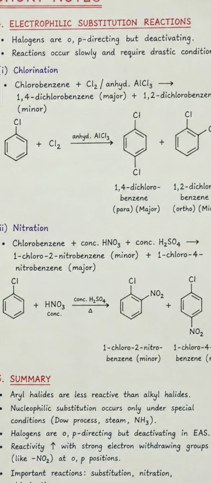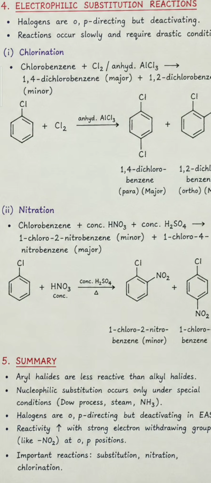That is when chlorobenzene is treated with HNO3, one H is replaced by NO2. And next one, aryl halides are less reactive than alkyl halides. Nucleophilic substitution occurs only under special conditions: Dow process, steam and NH3.